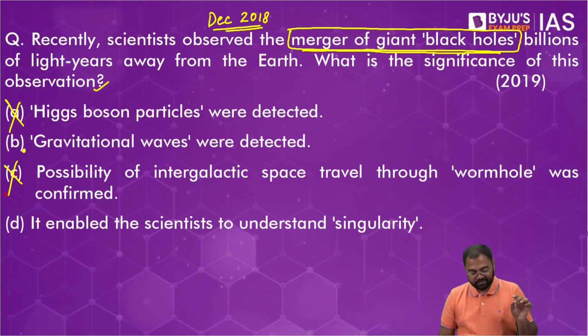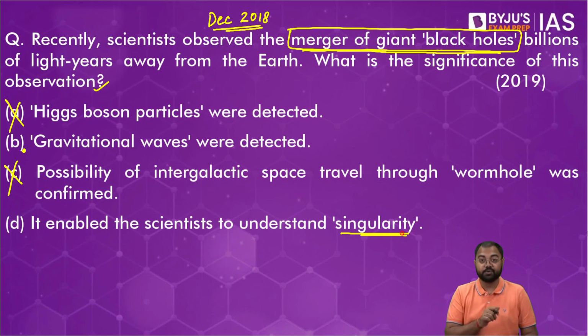And enabled the scientists to understand singularity. Now we already have a basic understanding of singularity. I know where the confusion comes from. You know that a black hole has a singularity, the center is singularity. So you see black hole, you see singularity, and you think that probably this is the correct answer. But understanding of singularity is something that we already have.